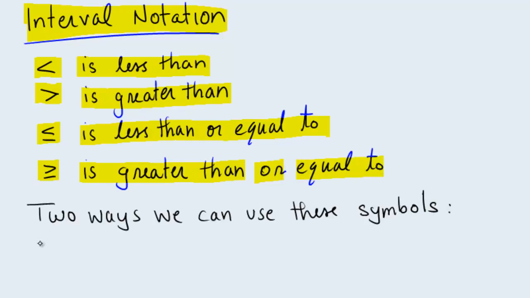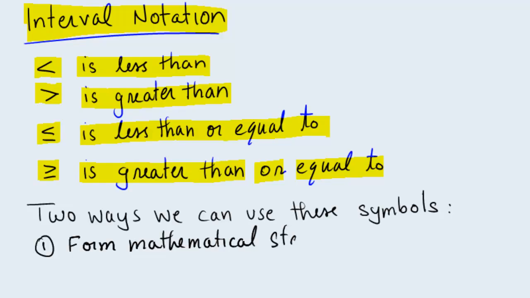Now there are two ways we can use these symbols. We can use them to form mathematical statements. For example, I can use this symbol right here to say 5 is less than 7. And this is a mathematical statement.